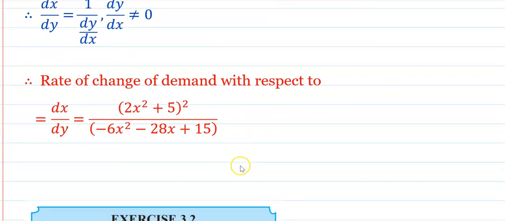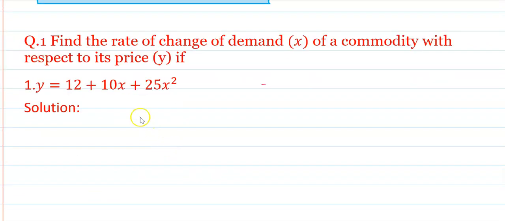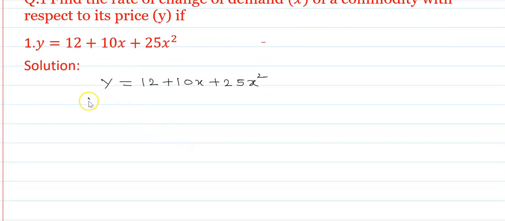Now we will start the exercise 3.2. Now the question number 1, find the rate of change of demand x of commodity with respect to its price y. Okay, now here y is equals to 12 plus 10x plus 25x square. Now differentiate this with respect to x.